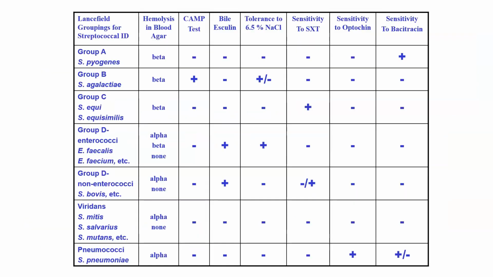We take all of those and we run them on this particular chart, which looks at Lancefield groupings for Streptococcal ID. It takes into account hemolysis on blood agar, CAMP test, bioesculin, NaCl tolerance, sensitivity to the antibiotics SXT, Optochin, or bacitracin. And based on this, we can determine which group each organism would therefore fit. And this becomes very interesting because it's the way we differentiate things like pyogenes, which causes strep throat, from agalactiae, which is normally not found in the strep throat area.